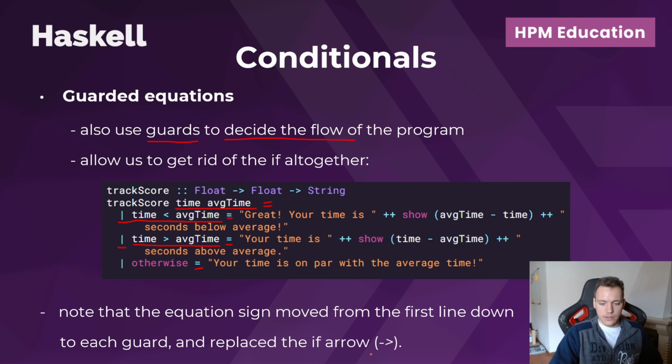And in the if statements, we used the if arrow. So the equal sign was here, and then each guard had an if arrow pointing to the expression to be evaluated in case the condition is true.